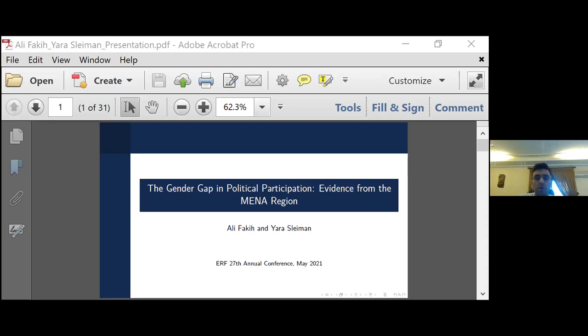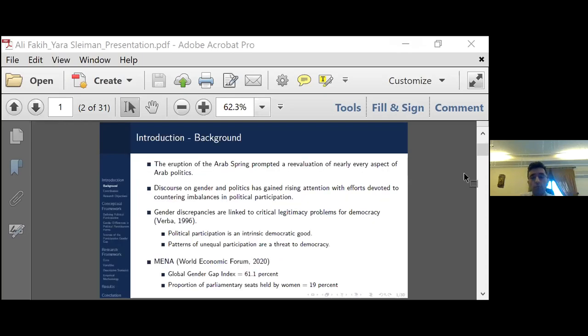Basically in this paper, we investigate the gender difference in political participation across the MENA region. We want to distinguish between two types of participation, institutional and non-institutional. The central question is whether the gender gap in both forms is generated by demographic and non-demographic basic socioeconomic characteristics. And second, to assess whether the variables under investigation differ between men and women using two types of methodology. We have a limited 15 minutes.